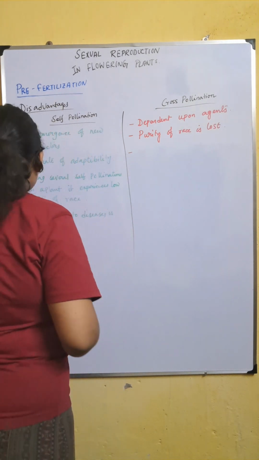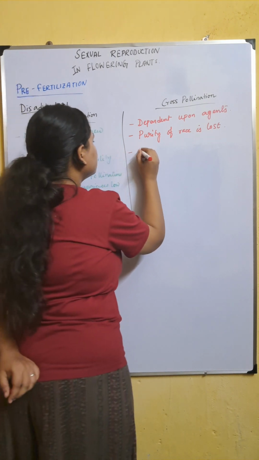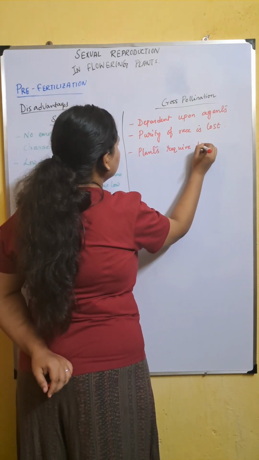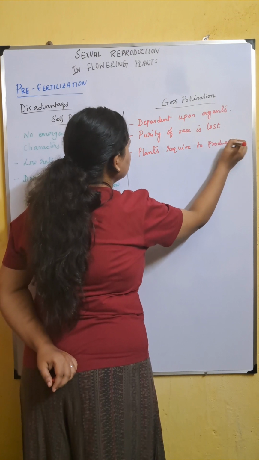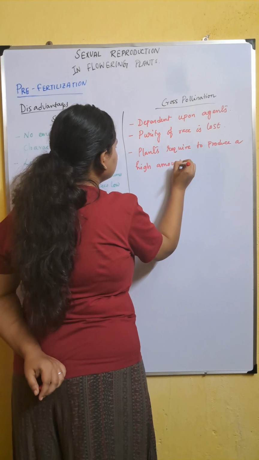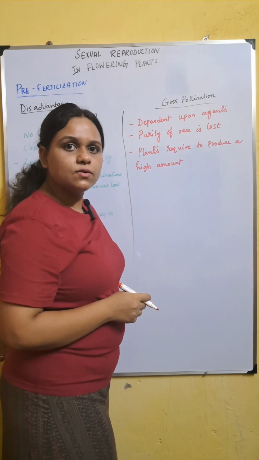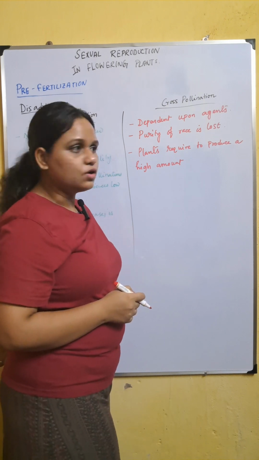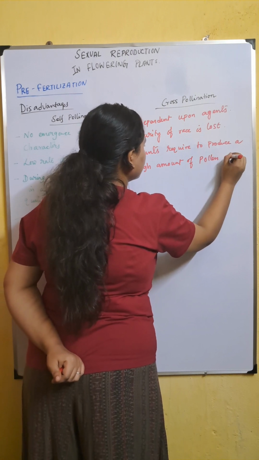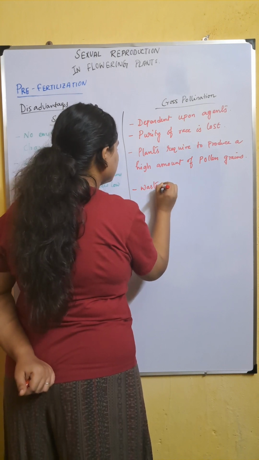Again, plants require to produce a high amount of pollen grains because it is dependent upon agents and it is a very uncertain process, so it requires making a large amount of pollen grains. Wastage of pollen grains also occurs.